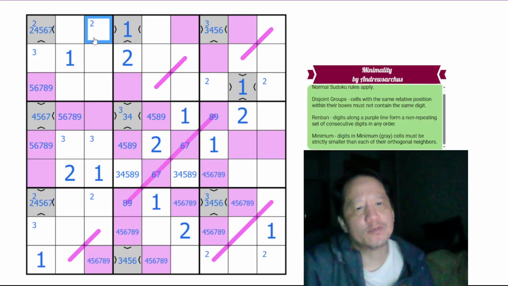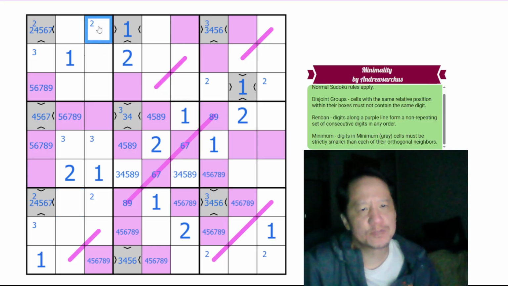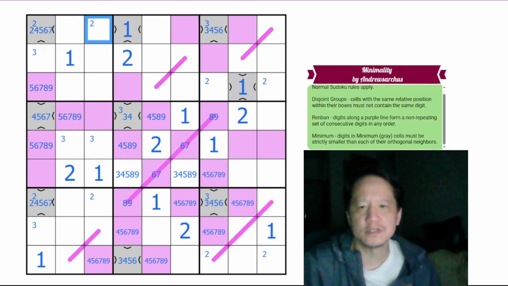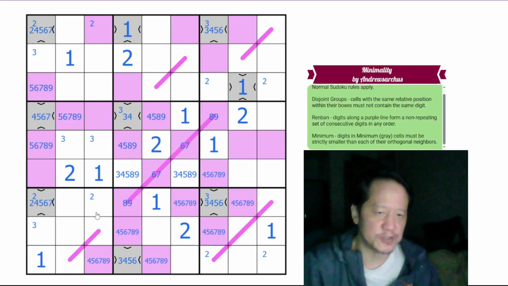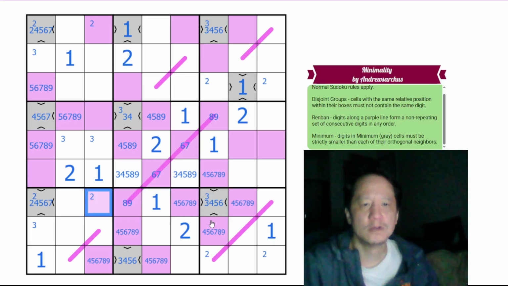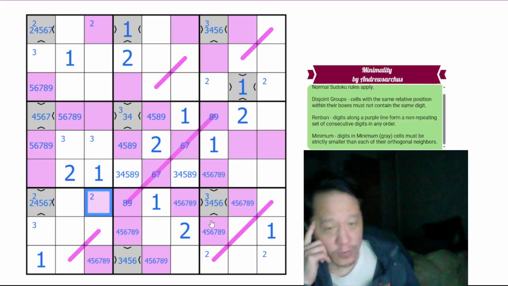Can this ever be 3? If this were 3, that would force this to be 2, which would force 3 to be below it. So the answer is no. So this is pink, interestingly enough. If this was 2, same problem, right? If this is 3, that forces this to be 2, which would have to have the 3 below it to satisfy disjoint sets. So this can't be 3 either. That ain't too helpful.